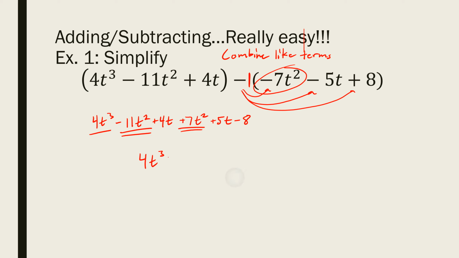-11t squared plus 7t squared is -4t squared. I have 4t plus 5t, which is 9t, and -8.